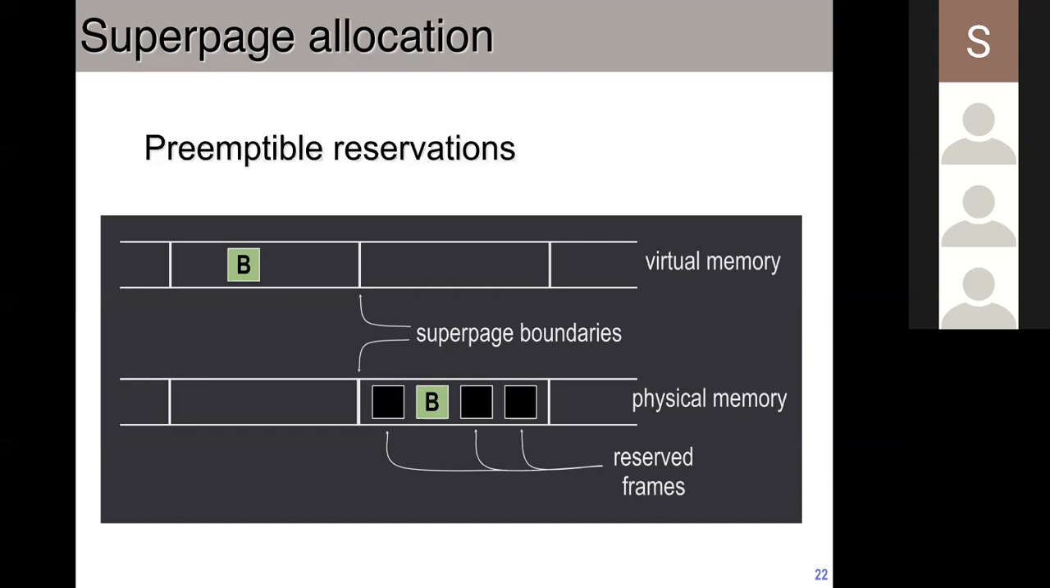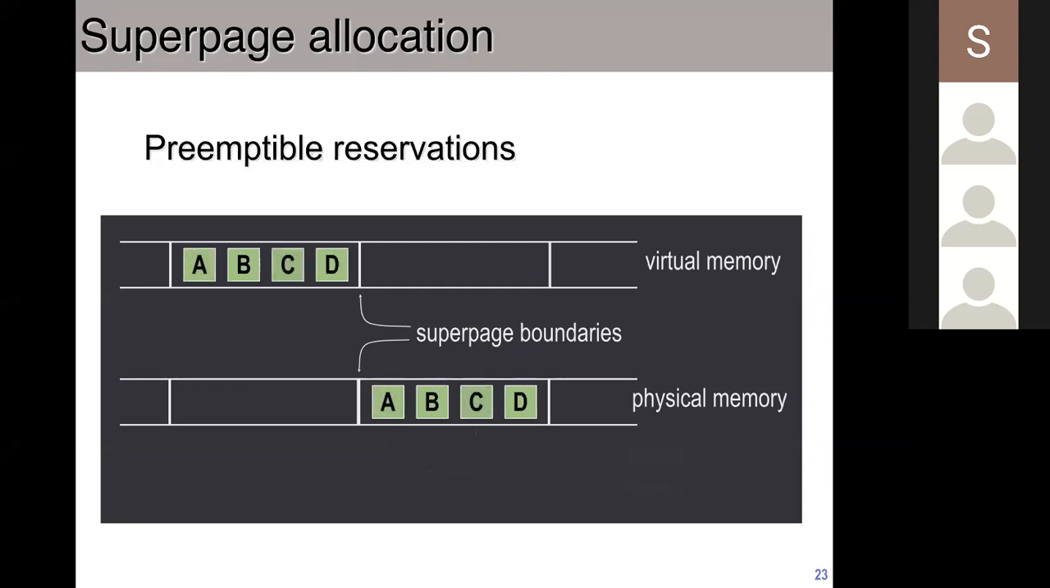So that's the idea of reservation. Okay, so what will happen if my guess is right? Then the process will soon access pages A, C, and D, and as soon as it does that, I can immediately jump ahead and convert the whole thing into a super page of size 4. Okay, so that's assuming that my guess was right.